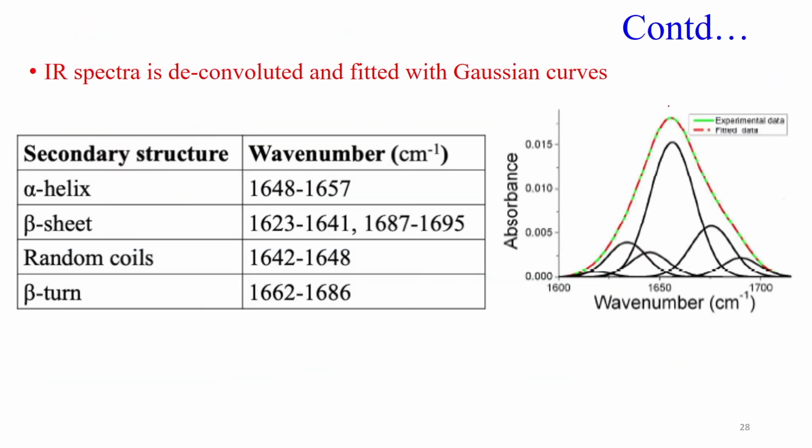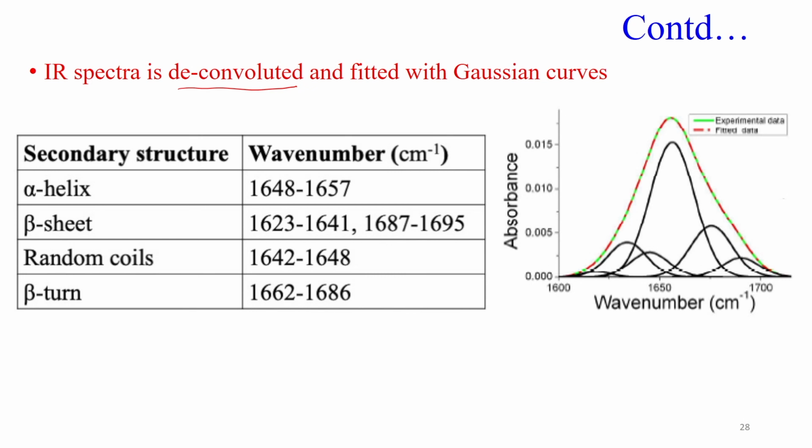So, this is the FTIR spectra of your sample. So, what you have to do? We have to deconvolute, and after this you are getting different peaks.